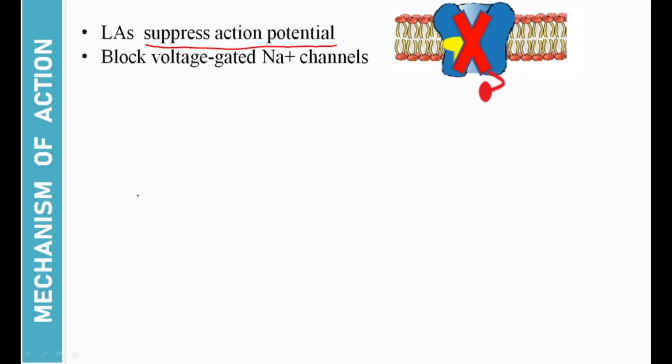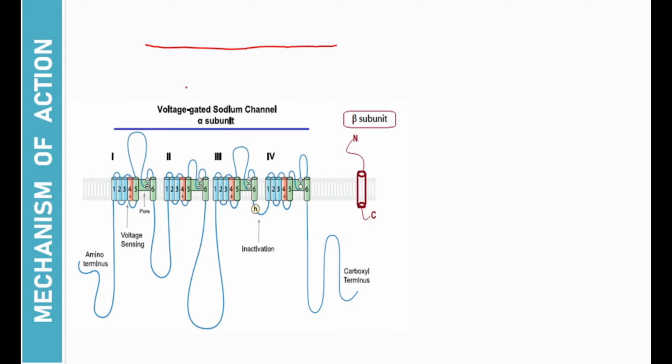Coming to the mechanism of action, as we have told, local anesthetics suppress the action potential and they will block the voltage gated sodium channel. But the structure of the voltage gated sodium channel is complex. This voltage gated sodium channel is composed of alpha subunit and beta subunit.